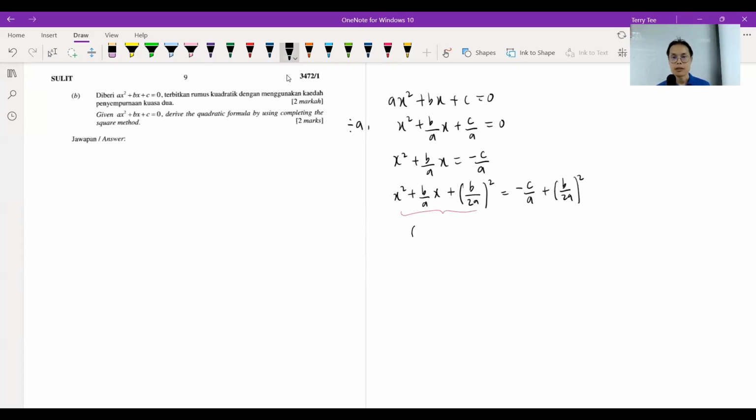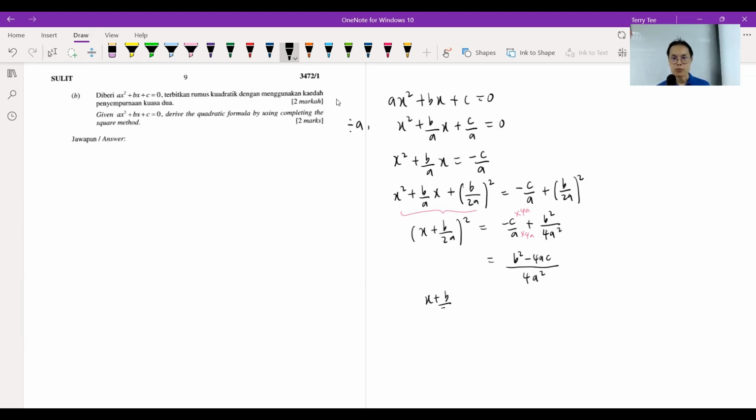We can combine it into x plus b over 2a, squared. Now let us expand or square this. This is b square over 4a square. Now to combine this, what I need is to multiply top and bottom with 4a. I want to get the same denominator or penyebut yang sama. So this will be b squared minus 4ac over 4a squared, right?